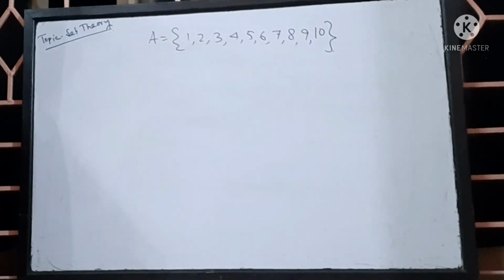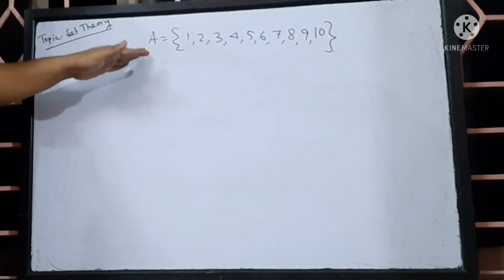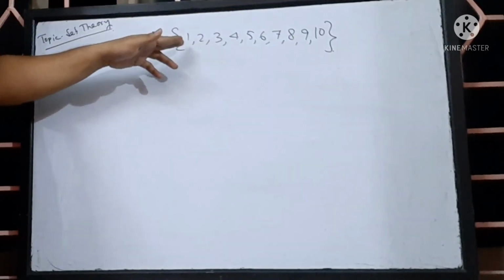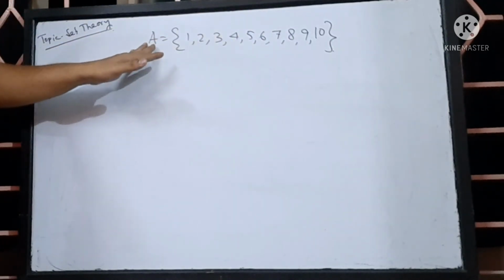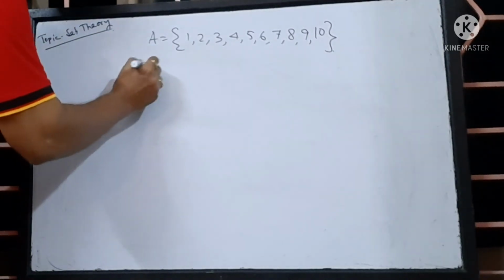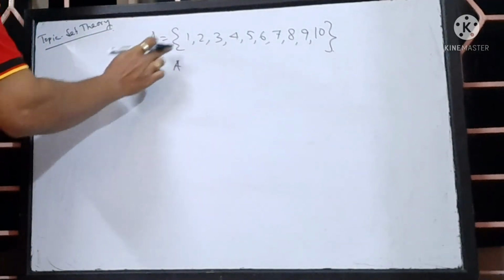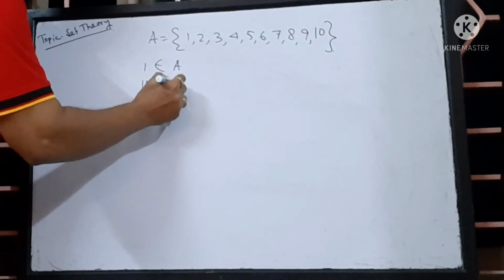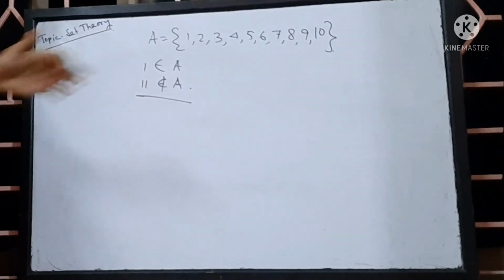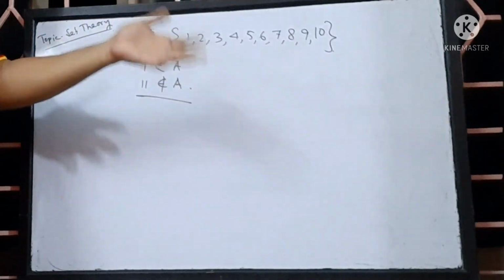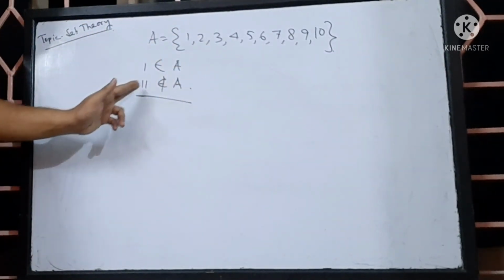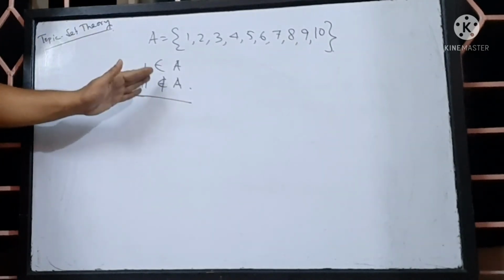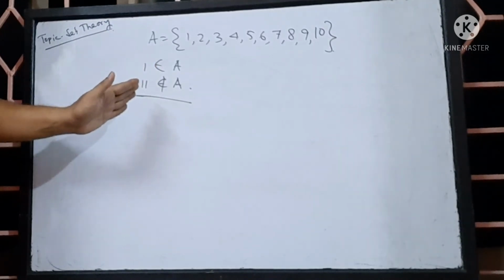Another important aspect to be discussed here: if a set is written as 1, 2, 3, 4, 5, 6 up to 10, the natural numbers from 1 to 10, this is set A. We write 1 belongs to the set A. But look here, 11 does not belong to the set A. So 1, 2, 3, 4, 5, 6, 7, 8, 9, 10 all belong to A, but 11 does not belong to A. So here we use belongs to and does not belong to.